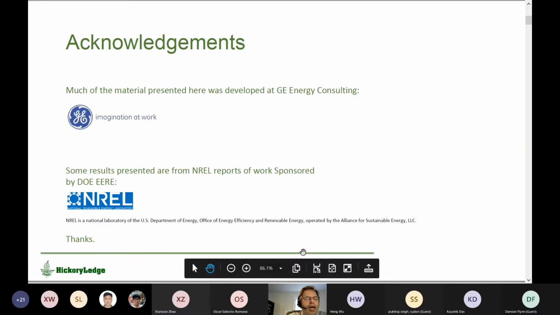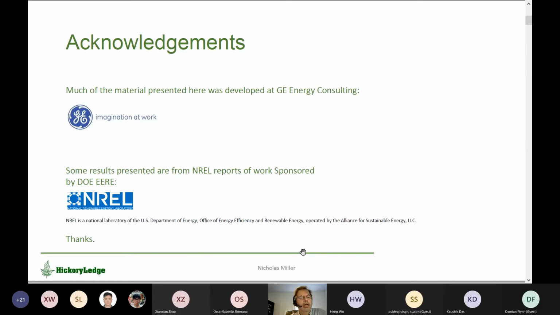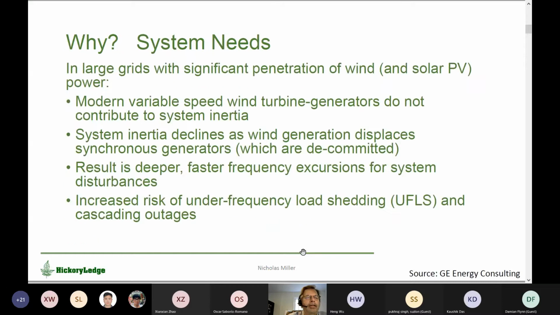So I want to acknowledge this. A lot of this work was done by me and colleagues back in the days when I was at GE. Most of it has been published in various places, and some of these systemic results are from various work that was done for the National Renewable Energy Lab under DOE sponsorship. So this kind of work doesn't happen in a vacuum, and I want to acknowledge that.